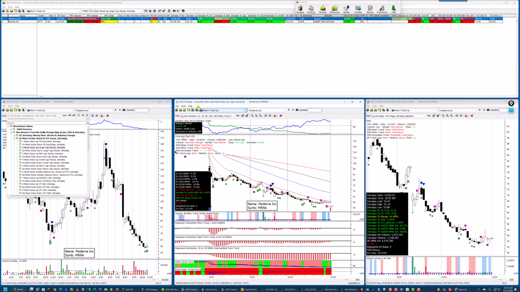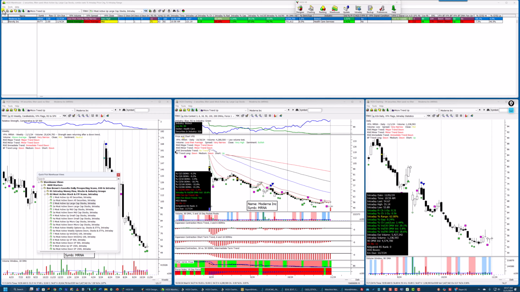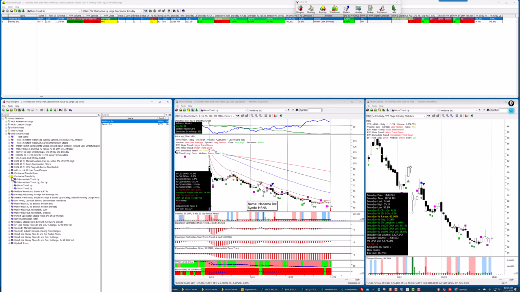So that's a micro trend up. It's just beginning. Now I'm going to go to the contextual trends down. I covered this a little bit in the last video, but you can find stocks here that have gone down, in conjunction with the most active up. I'll keep it on the large cap stocks for now, see what comes up.